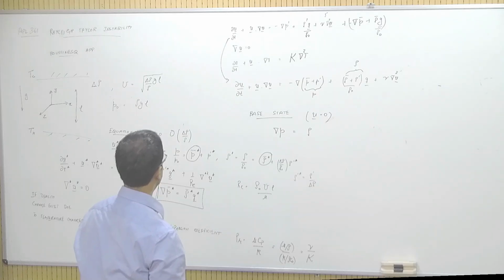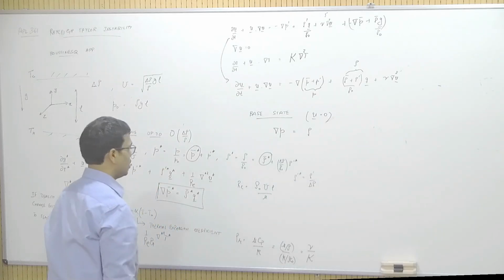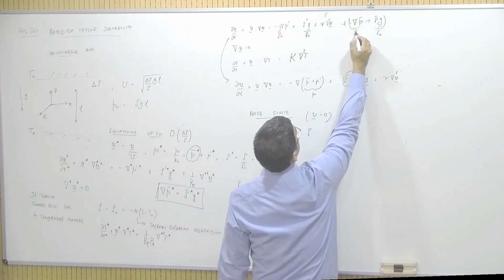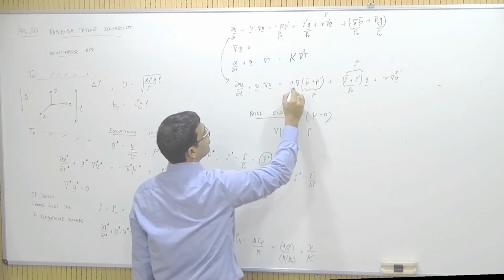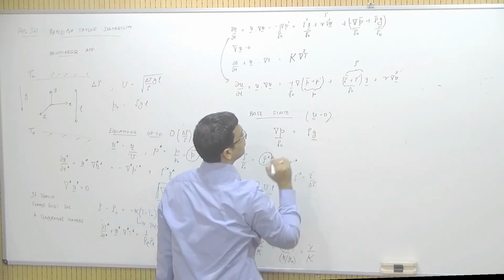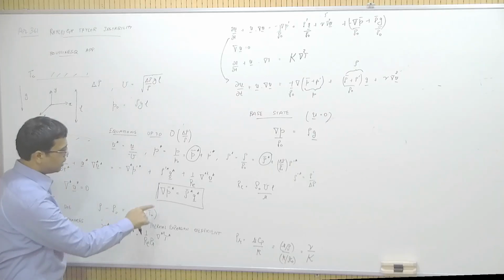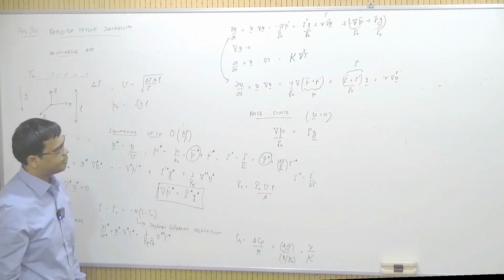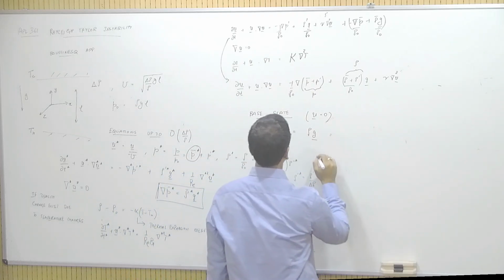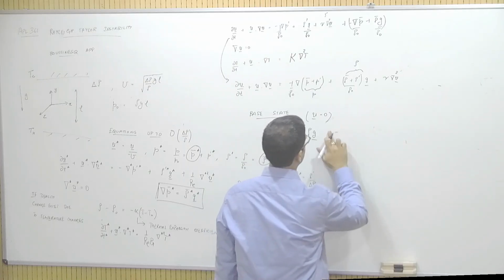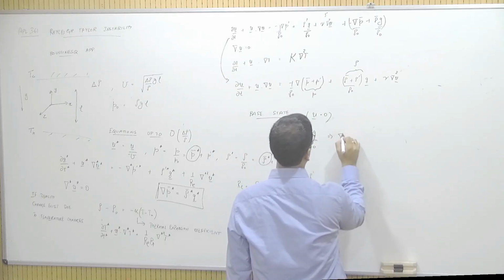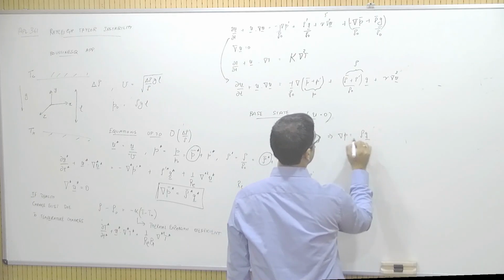Just give me a second, I think there's a problem. There is a 1 by rho naught here also that comes. So the equation is something like this that you get, and then you basically get this equation back: grad p equals rho g.